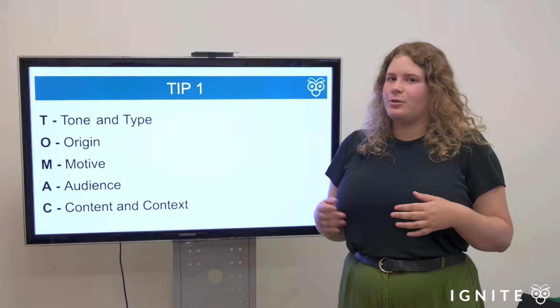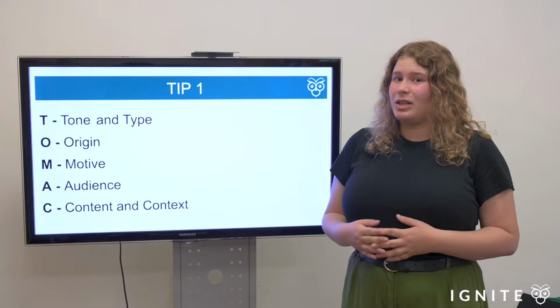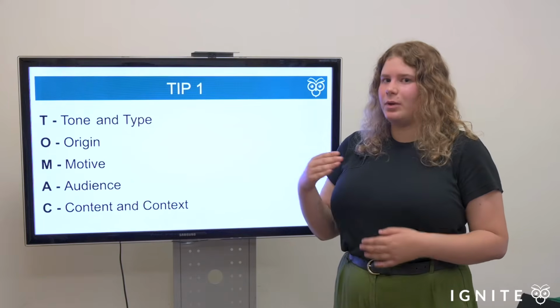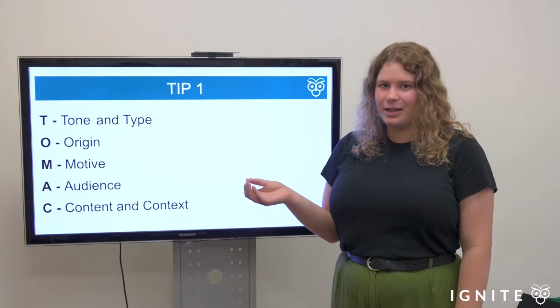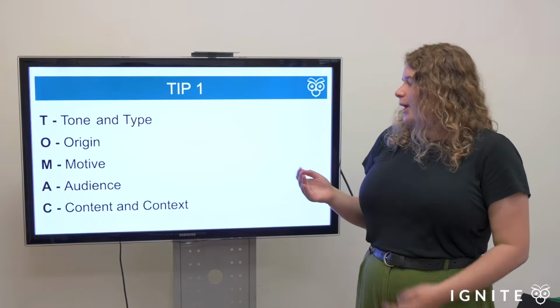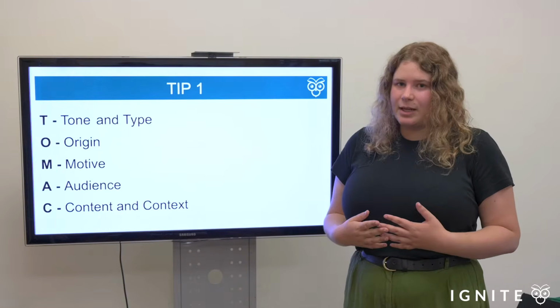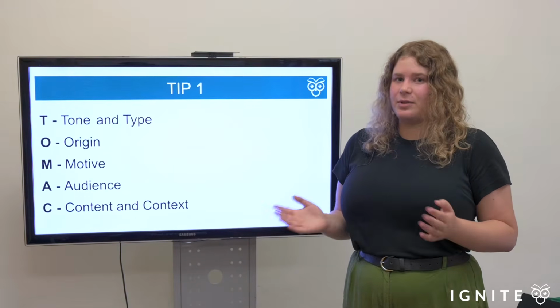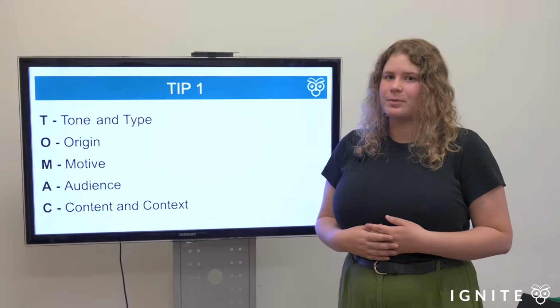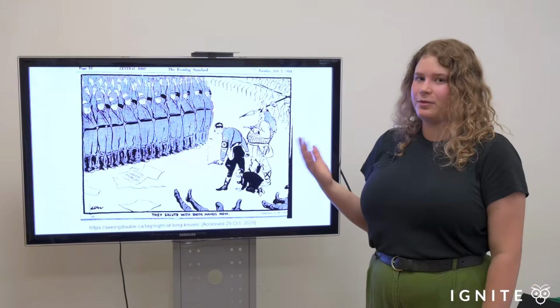So content includes everything from color, composition, text. It's really important when you're looking at a source to always acknowledge any text that is in it. This is often something that is ignored, but it's usually really important. And then we have context. So anything that we know about where it was created, what time it was created, gives a lot of information about the source. This is a really powerful example of a source that has a lot of things to analyze in it.